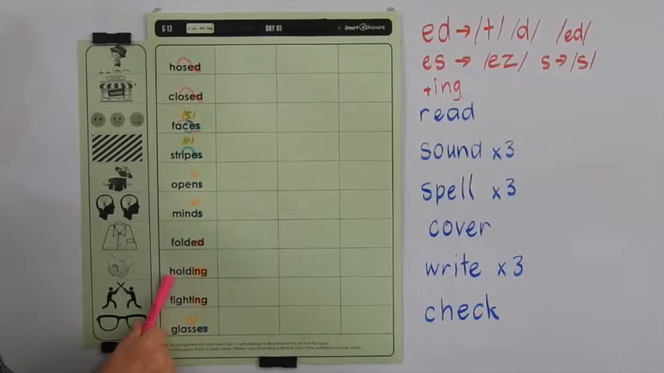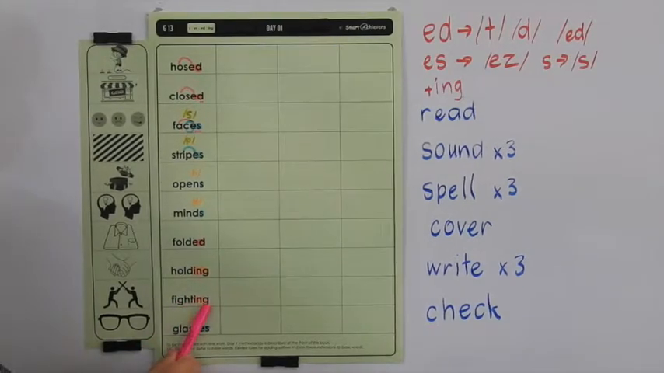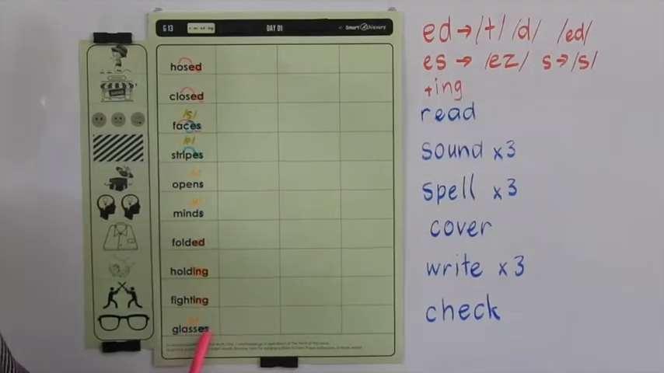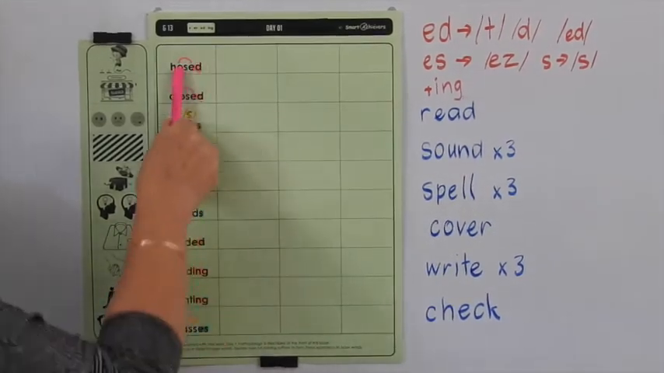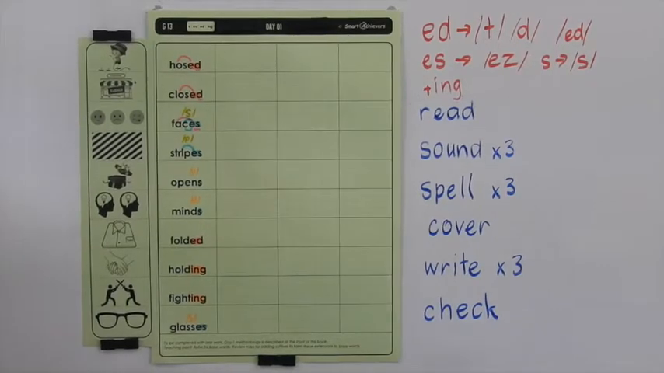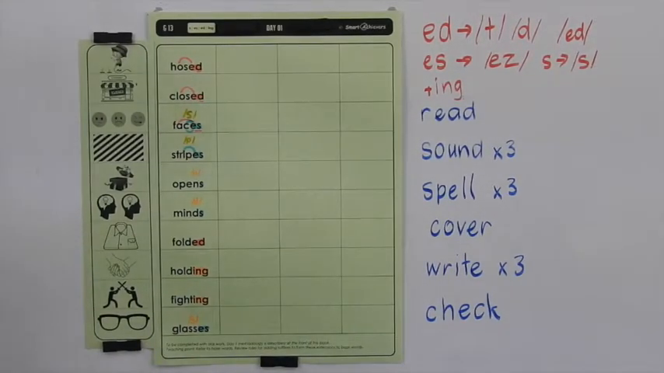Folded, we've talked about. Adding ing at the end of words is quite easy. Holding, fighting. And glasses, because S is making its sound, we can hear that iz after it, and we know that we're adding the es to make that iz sound, glass-iz. So it is quite a tricky one, but if you think hard while you're doing it, you won't find it too bad. I don't think you'll make too many mistakes.